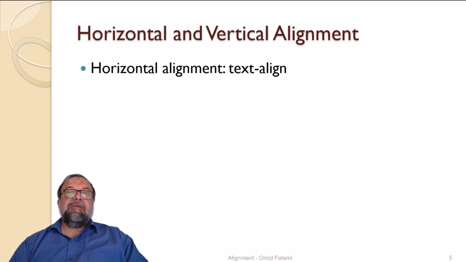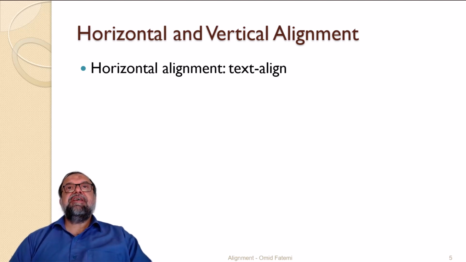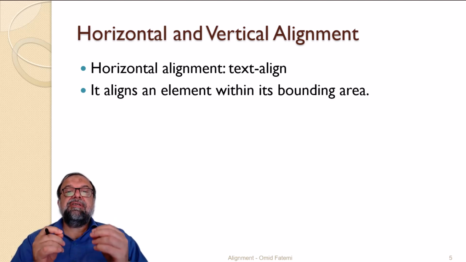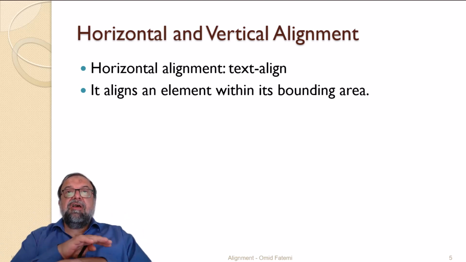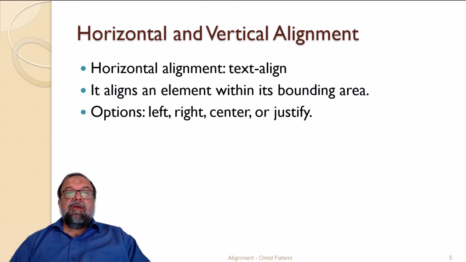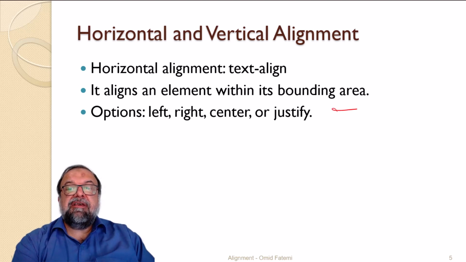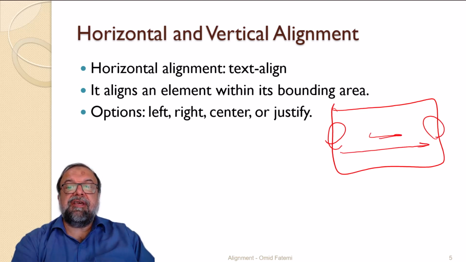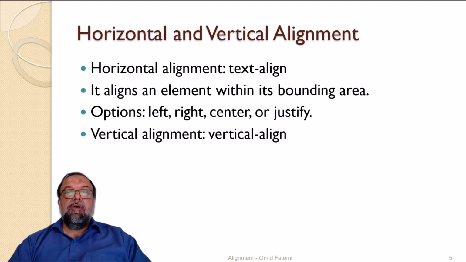For horizontal alignment in CSS we have the text-align property. This property defines how we are going to align the text with the bounding area horizontally. So the options would be left, so it means that if this is the page, left means left align, right align, center, or justify alignment.